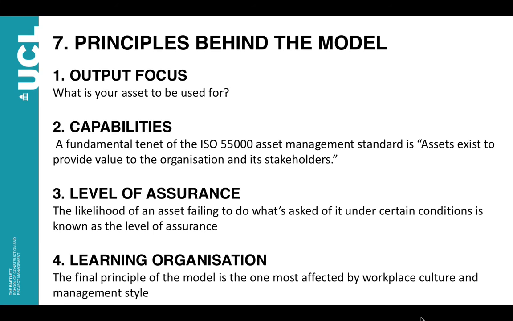The second one is capabilities. You already know that a fundamental principle of the ISO 55000 asset management standard is that the asset exists to provide value to the organization and its stakeholder. This seems pretty obvious, but note that the statement is about the value that the asset provides rather than its intrinsic value. So the question is, how can an asset value and the value it brings to an organization be different? Well, this is an important distinction to discern and depends on capability.